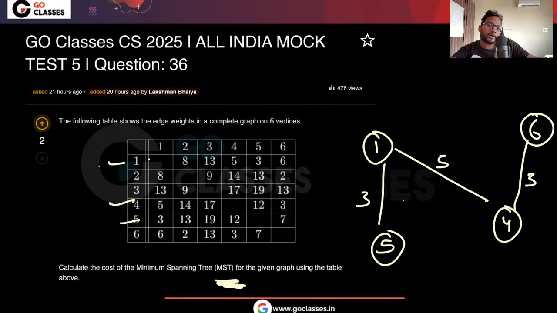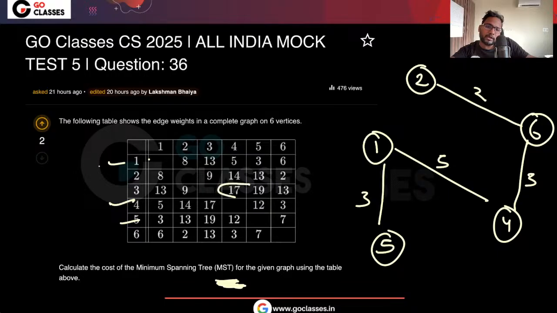Okay, now I think 2 and 3 are remaining. You can go to 2 directly. What is the minimum here? The minimum here is basically, 2 is connected to 6 with 2, right? So if you have to connect 2, then you will be connecting 2 with 6 with 2. Is this fine? And now you can go to 3 directly.